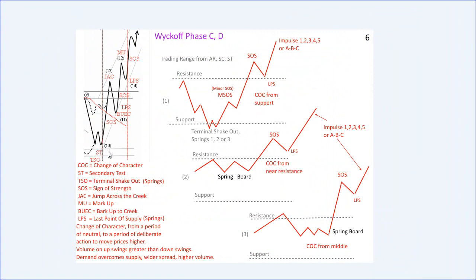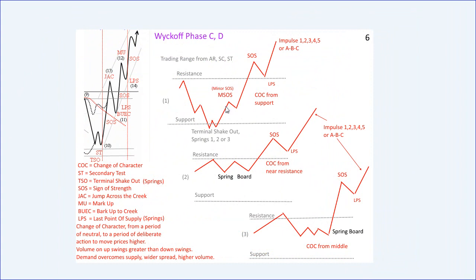It may come from support after some terminal shakeout or some springs, like option 1, or it may come from the middle where there's some sort of middle ground, some sort of basing pattern, before it moves up. A springboard is the situation where it just pauses just before the move's made. It tightens up. There's a bit of volatility going on, and it just moves.